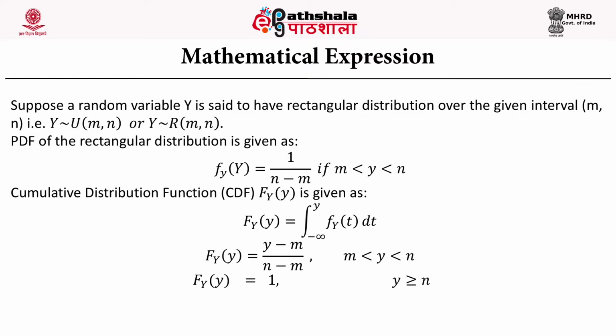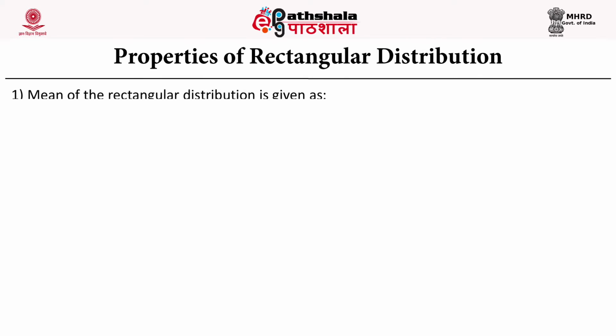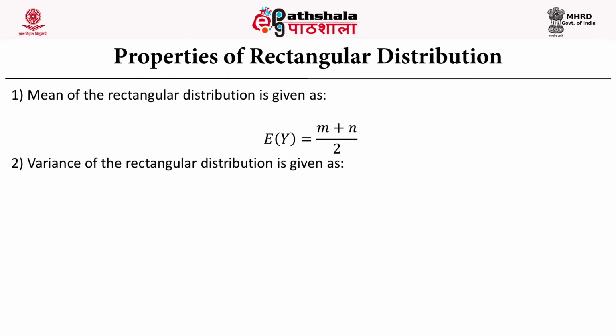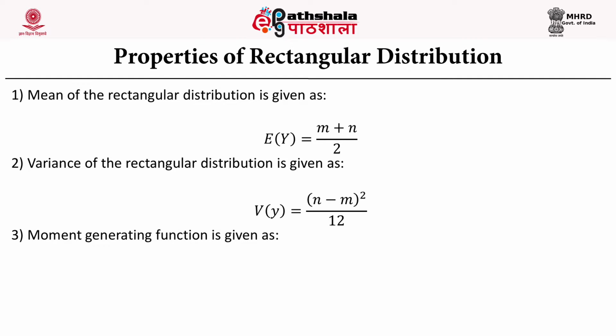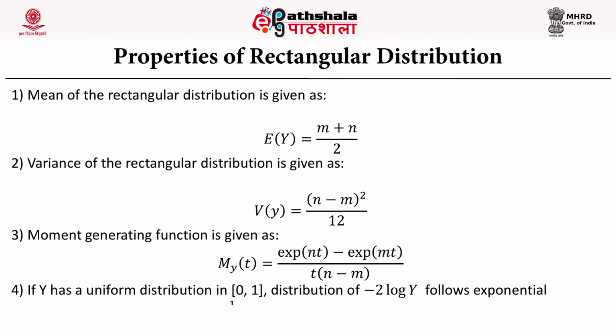The properties of rectangular distribution: the mean of the rectangular distribution is expectation of y, which is equal to m plus n upon 2. The variance of rectangular distribution is variance of y, which is equal to (n minus m) whole square upon 12. The moment generating function is given as M of y(t), which is equal to exponential of nt minus exponential of mt divided by t into (n minus m). So if y has a uniform distribution between 0 and 1, the distribution of minus 2 log y follows an exponential distribution with parameter half.